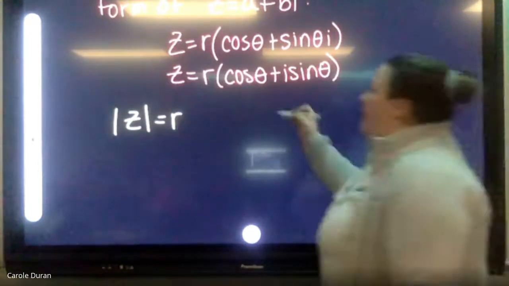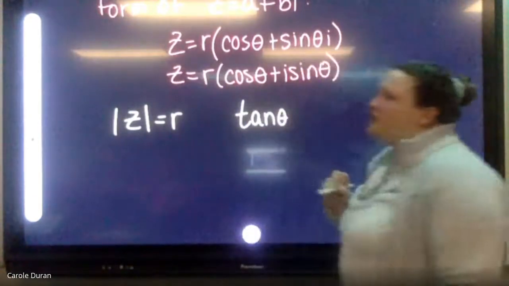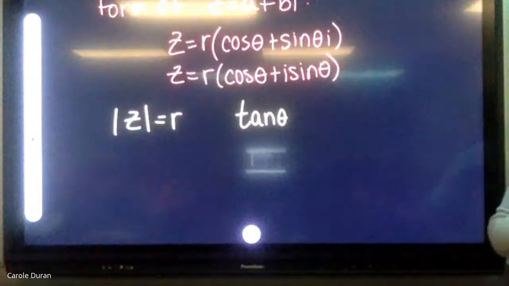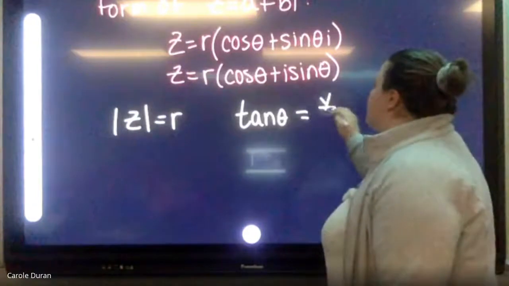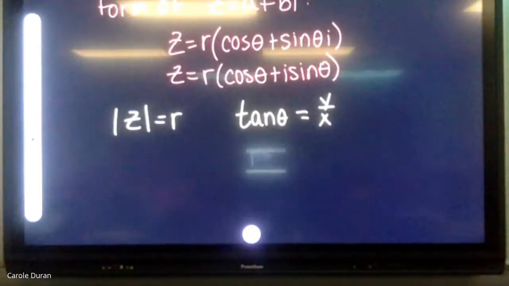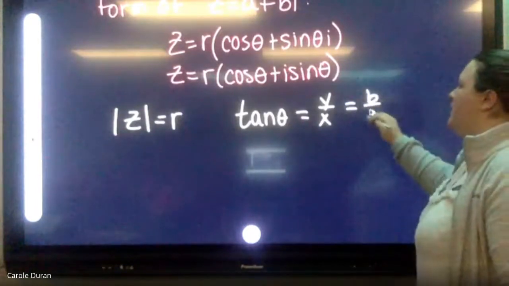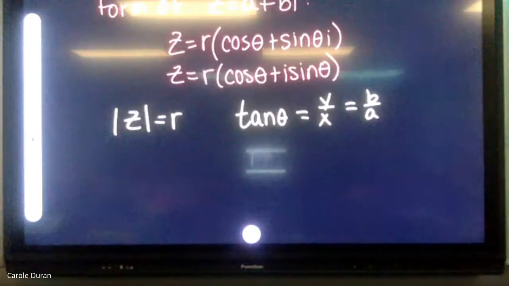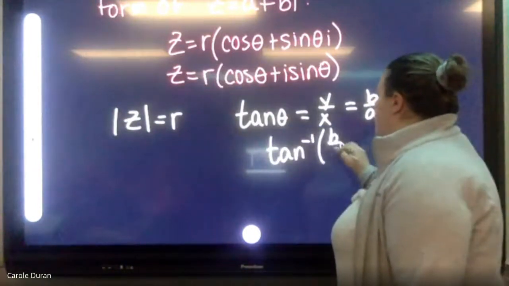In order to find my theta, I need to think about trig functions in general, specifically tangent. So before, I knew that tangent was equal to y over x. In a complex number, I no longer have y and x. Instead, I have a and b. So this is actually equal to b over a, where b again is the imaginary part of my number and a is the real part, which means to find theta, I'm going to have to do tangent inverse of b over a.